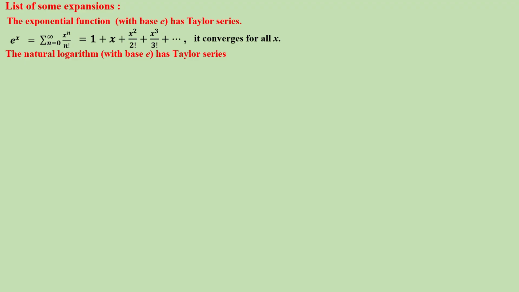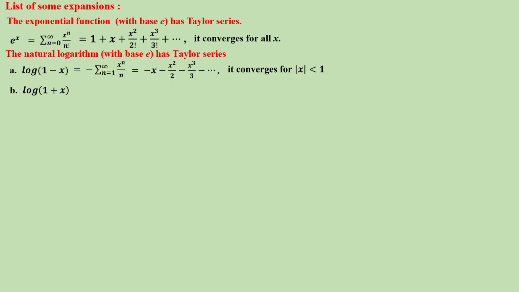The natural logarithm with base e has Taylor's series expansion. First, logarithm log 1 minus x expansion, which is equal to minus summation n is equal to 1 to infinity x power n by n, that is equal to minus x minus x square by 2 minus x cube by 3 minus etc. It converges for mod x less than 1. Second one, log 1 plus x, that is equal to summation n is equal to 1 to infinity minus 1 power n plus 1 x power n by n, which is equal to x minus x square by 2 plus x cube by 3 minus etc. Converges for mod x is less than 1.